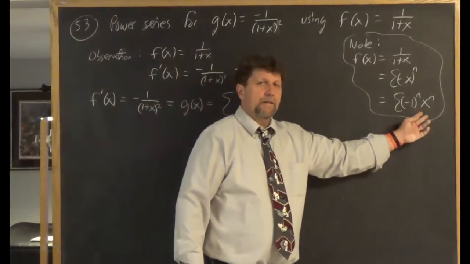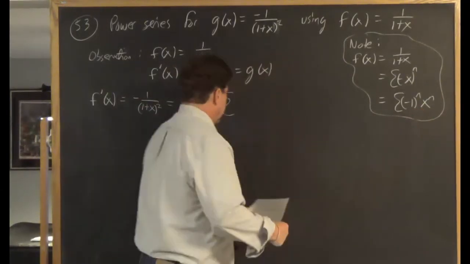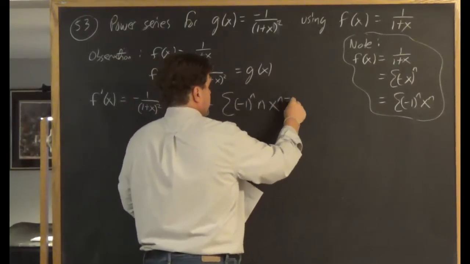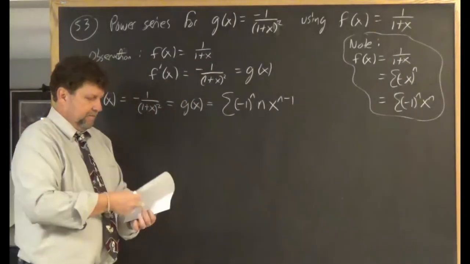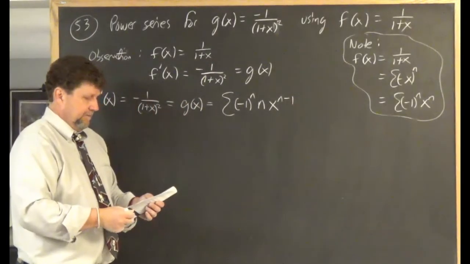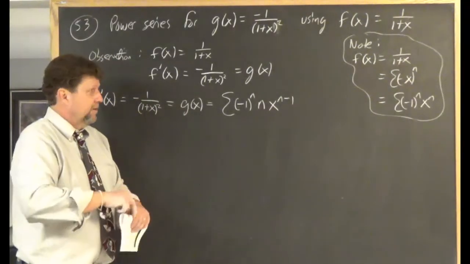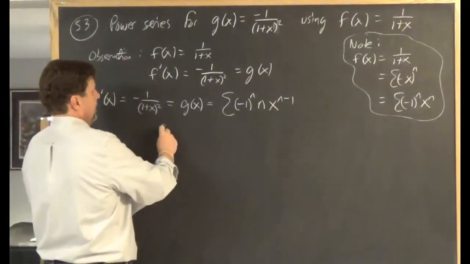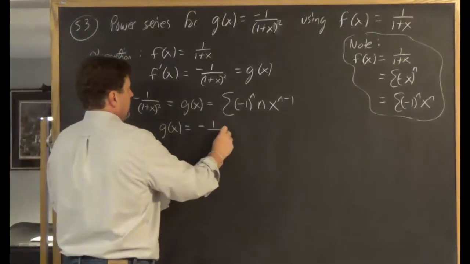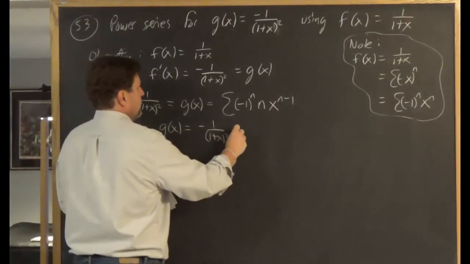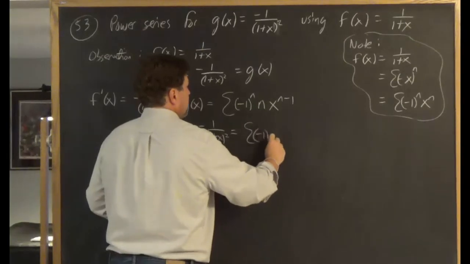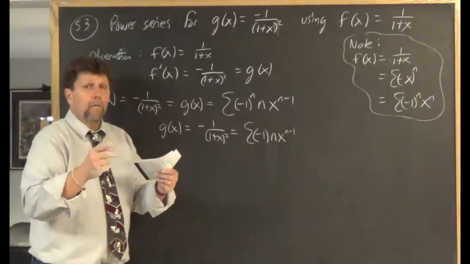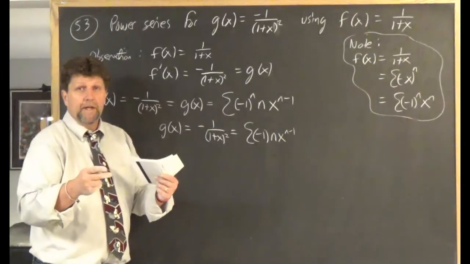Let's differentiate the series. We get the series negative 1 to the n times n times x to the n minus 1. That's all there is to it. You have determined that this function is represented by that series, and we should determine the interval of convergence.